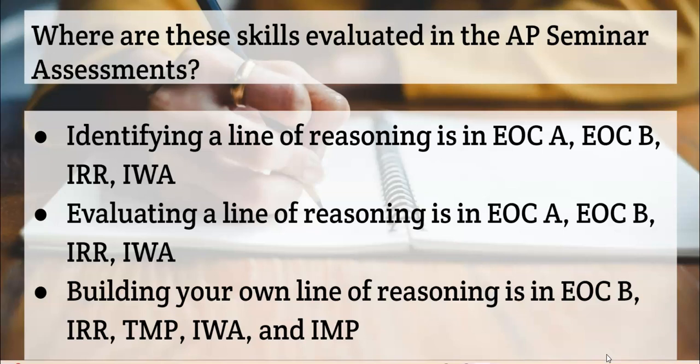And then building your own line of reasoning is in End of Course Exam Part B, where you have to construct your own line of reasoning and demonstrate the skills necessary for that. And then you do the same thing in the individual research report, the team multimedia presentation, the individual written argument, and the individual multimedia presentation. All of those require you or your team to construct a strong, logical line of reasoning to reach a compelling argument.